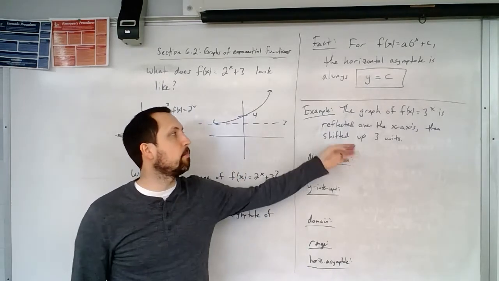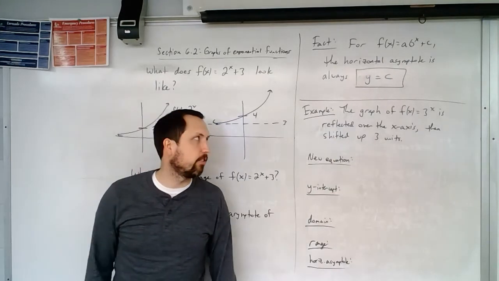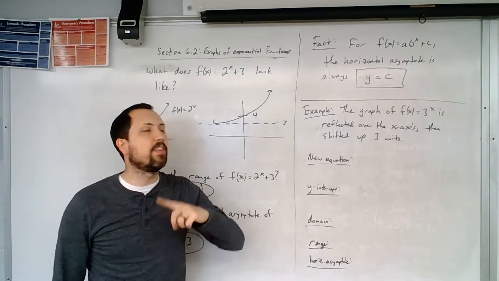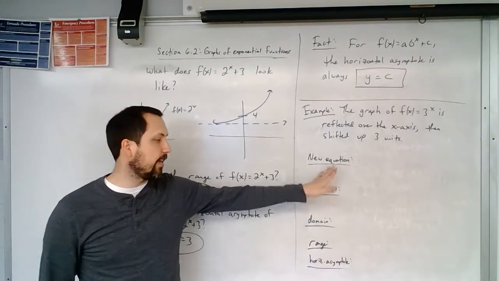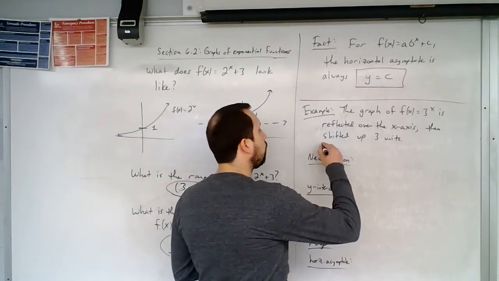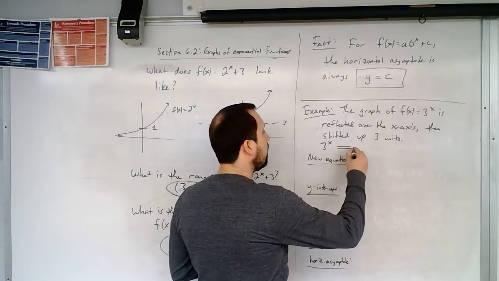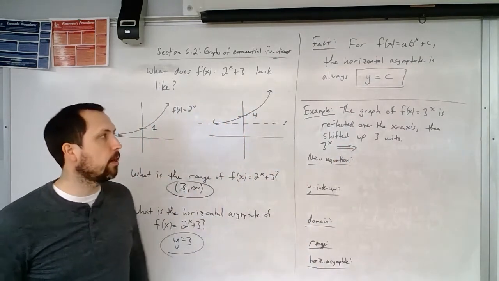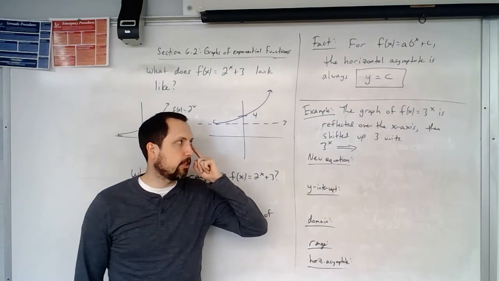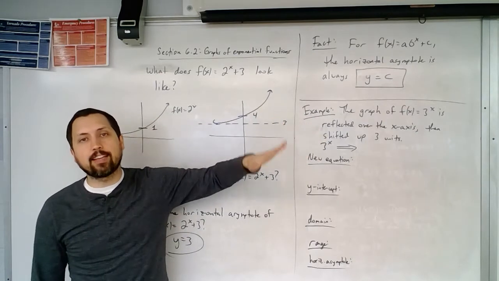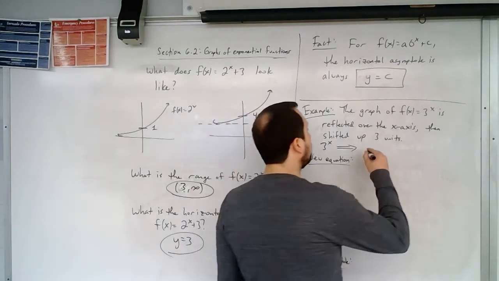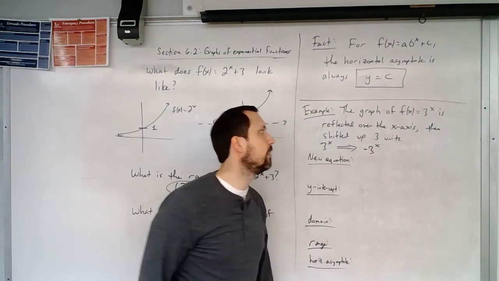Let's take a look at an example of starting to combine some of these transformations. The graph of f of x equals 3 to the x is reflected over the x-axis, then shifted up 3 units. We'd like to find some information about it. 3 to the x is what we start out with. Then we apply the transformation of reflecting this over the x-axis. Reflection over the x-axis is going to have a negative appear in the front. So this becomes negative 3 to the x.